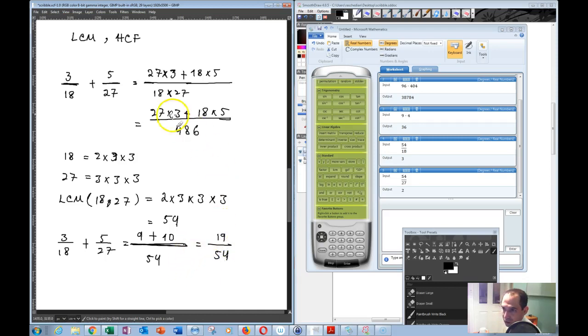19/54. And now if you actually do this calculation, this would be 27 times 3 plus 18 times, it would be a very large number, but this is a simple fraction that you can work with. So that's the concept of LCM.